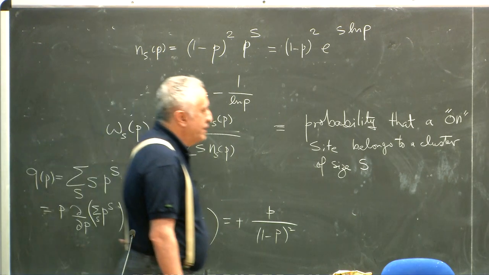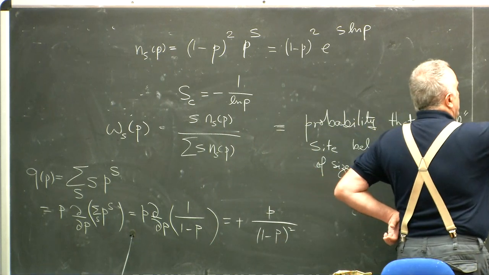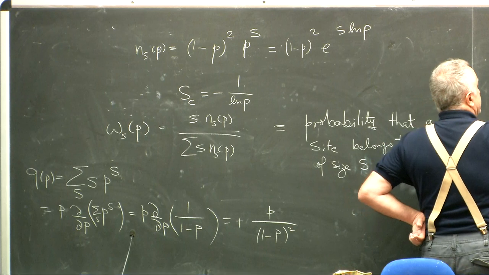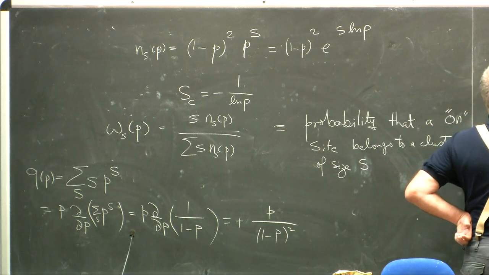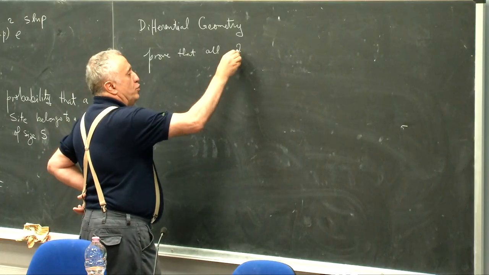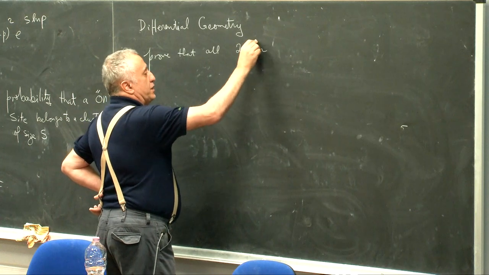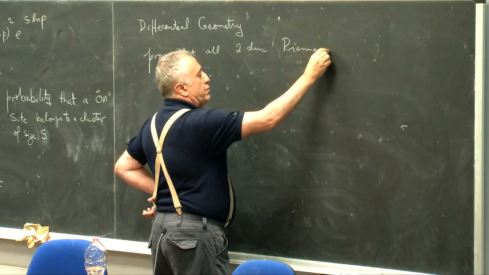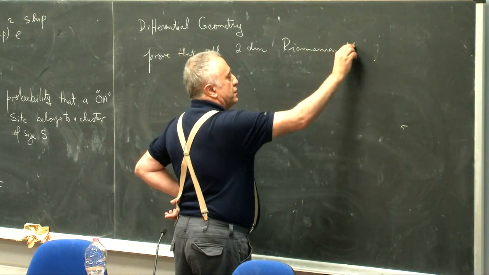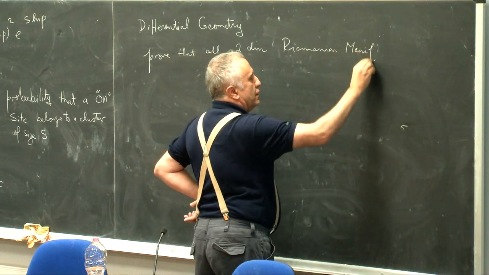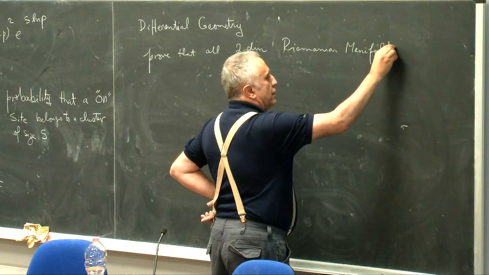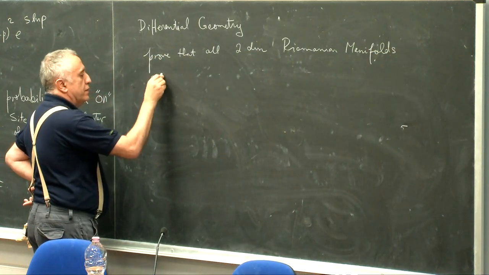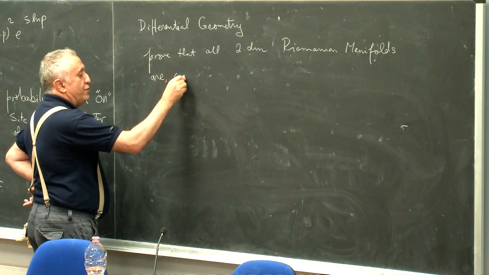Okay, we move to differential geometry now. Proof that all two-dimensional Riemannian manifolds are conformally flat.